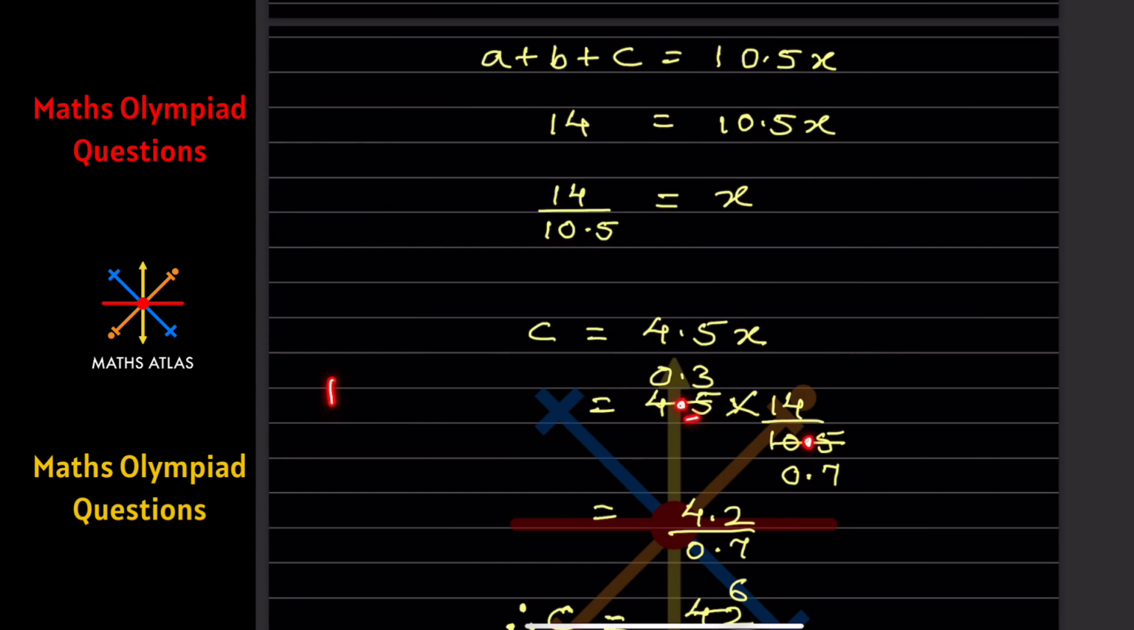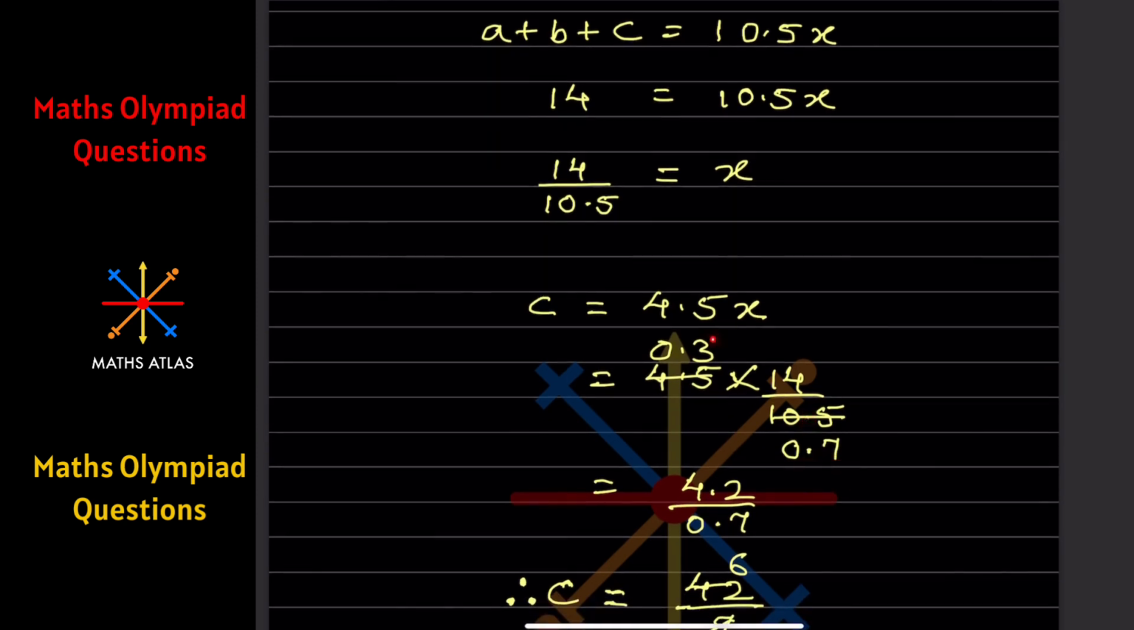Now what we can see here is 4.5 and 10.5. So 15 threes are 45, so we are going to put a point over here, 3 means that will be 0.3. And again here 15 sevens is 105, so we are going to put here 0.7. Now we will do 14 into 0.3, that is going to be 4.2, because 14 times 3 is 42, and after 1 number there is a decimal, so that will be 4.2, and this 0.7 as it is.